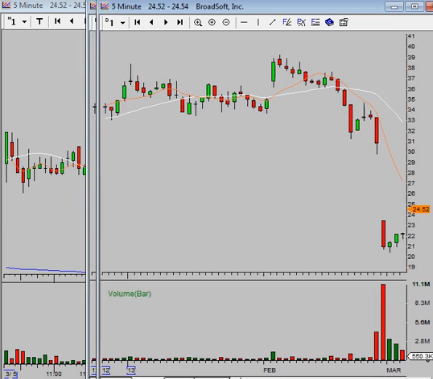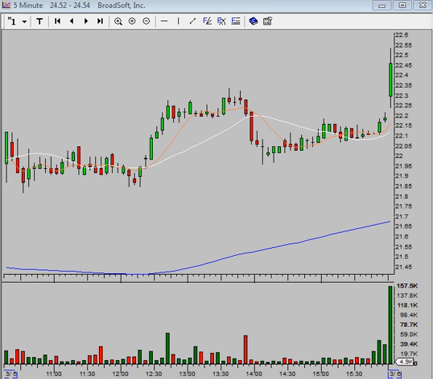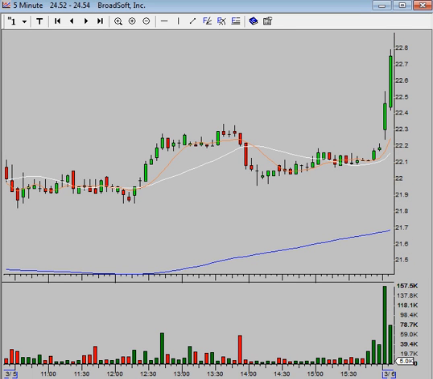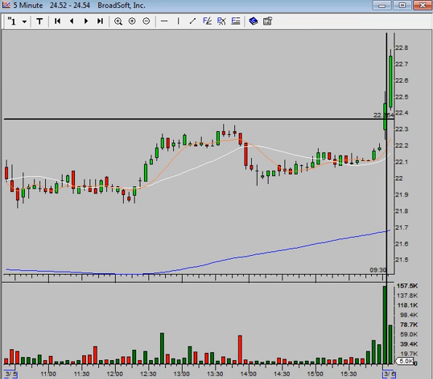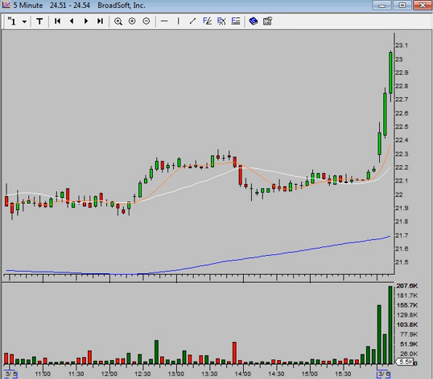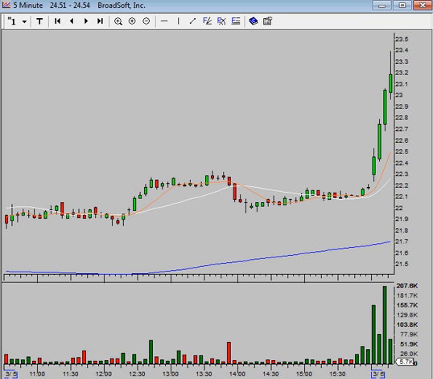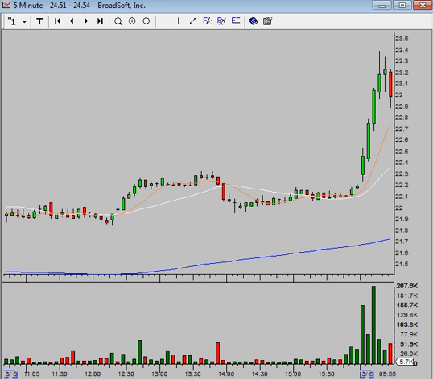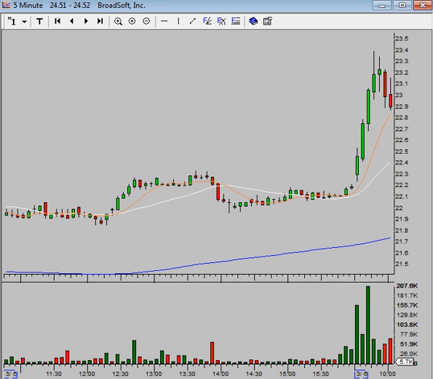So here's the daily chart, and here's the 5-minute. We get the open, and once it opens, we're going to look for a 5-minute buy setup, and you can see it had a really nice open. The previous day's high on Broadsoft was 22.40, so it had to get over 22.40. The stock opened at 22.30 and went up to 22.54 on the very first bar. You can see it went up really strong right off the bat, but now you get the pullback as you always do.